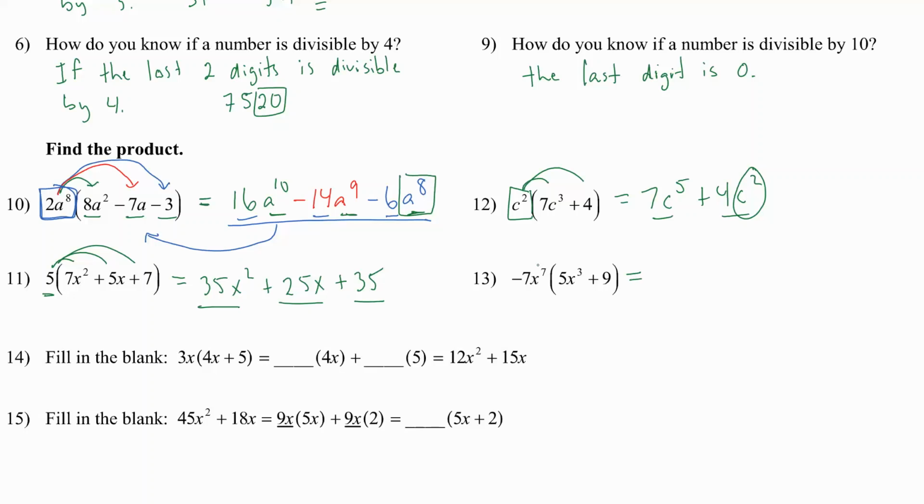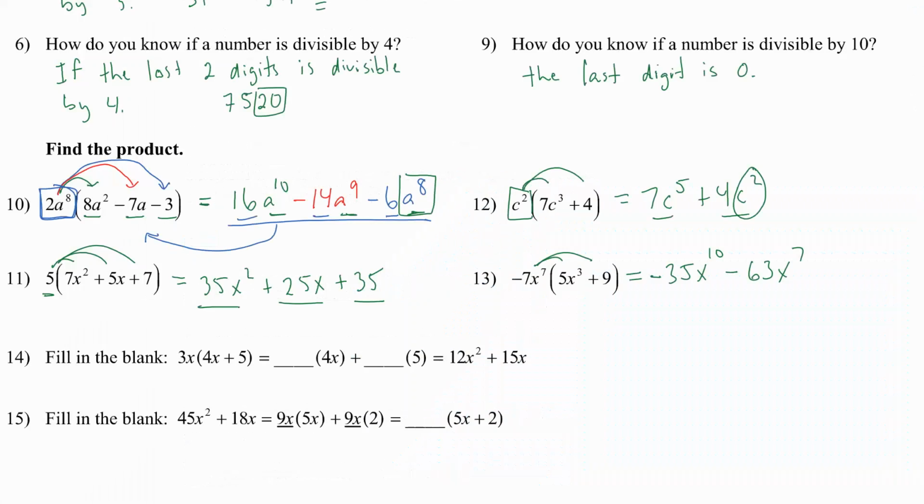All right, and the last one, reviewing what happens when we multiply by a negative. So that's negative 35x to the 10th minus 63x to the 7th. And the point of that one is when we distribute a negative, it changes the sign values. So going backwards, if we factor out a negative, it's going to change the sign values again.